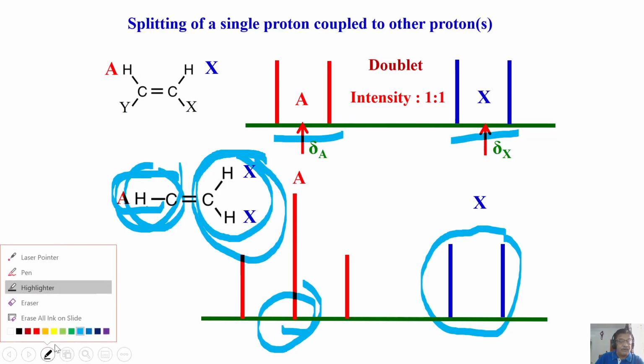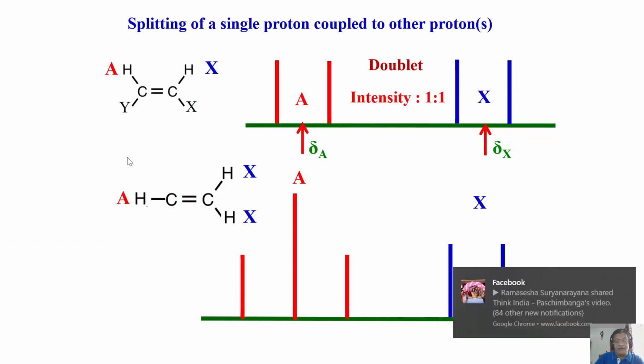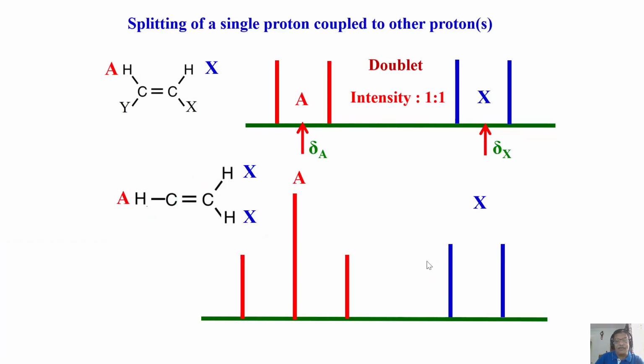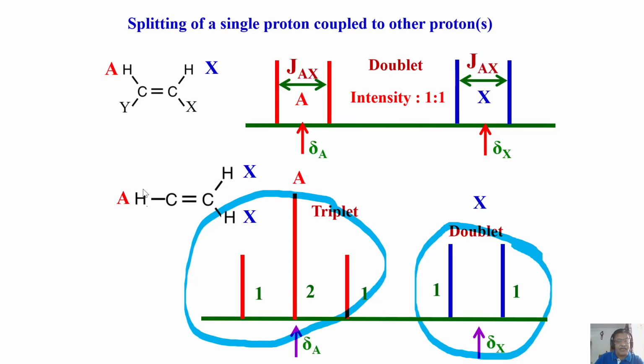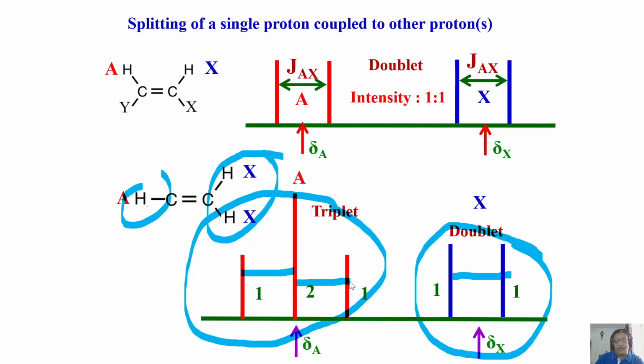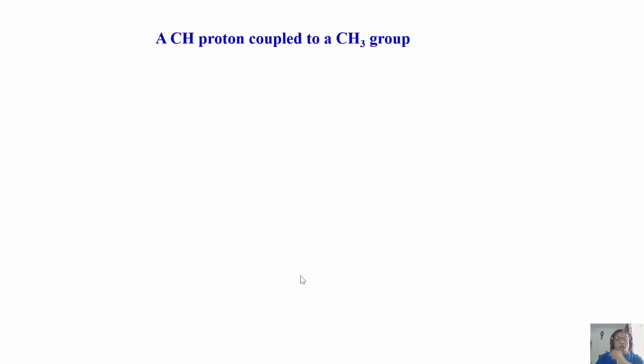To understand the pattern, in this hypothetical molecule that I have taken here, CH2 will be a doublet, CH will be a triplet. 1:1, 1:1, and a triplet. This is called a doublet and a triplet. Of course, the center of the triplet gives you the chemical shift of A, and the center of this doublet gives you the chemical shift of X. And the separation between any adjacent lines gives you the J coupling. Now, the CH proton is coupled to CH3. How does the spectrum come?